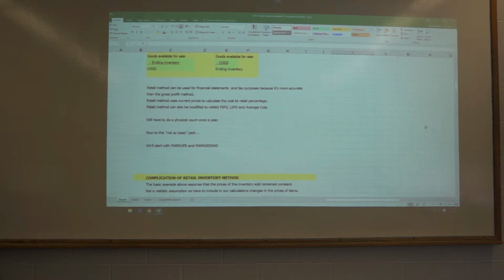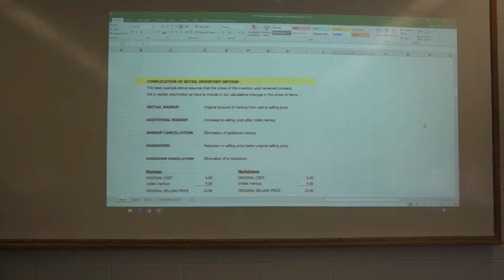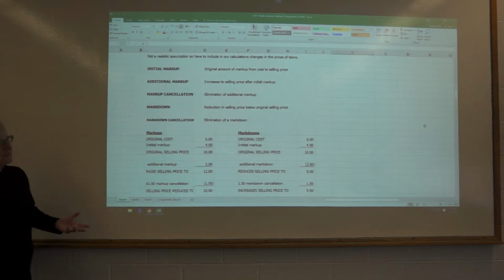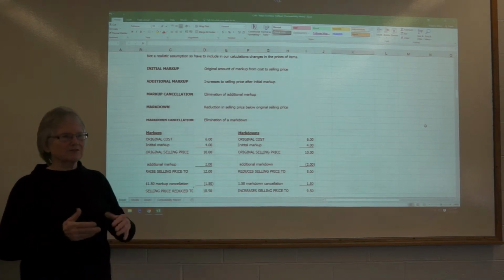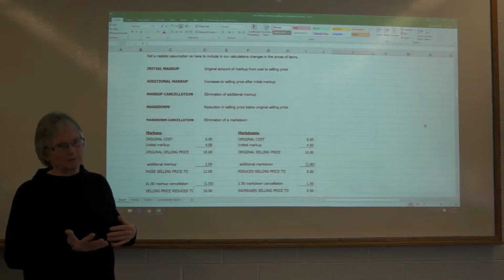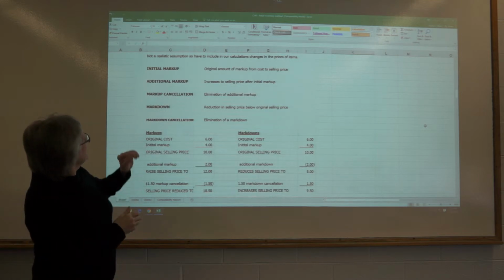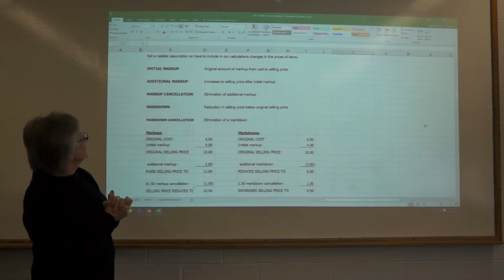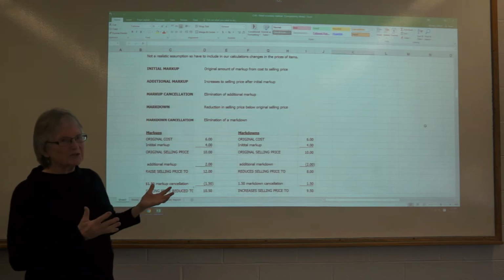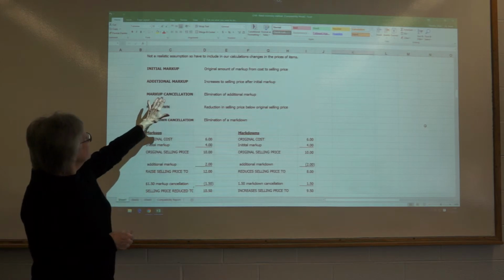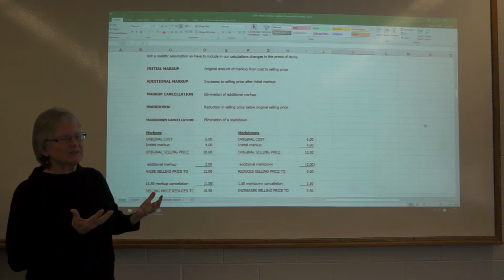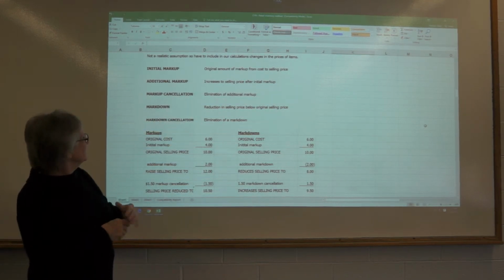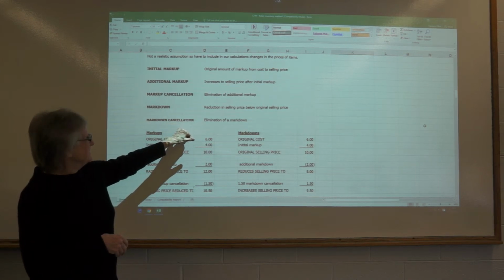Now for the not so basic part, you have markups and markdowns that we have to get to. Okay, so you have your initial markup, and if you think about stores you've gone to, nothing's just got one price tag on it. It's been marked up, it's been marked down, and all of that. So we have the initial markup, the original amount of markup from cost to selling price. That's your original markup. Then you have additional markups. They say, oh, this is selling well, we'll up the price. Then you can have a markup cancellation. You eliminate that additional markup. Then you can have markdowns, reductions below the original selling price. And then you can cancel those and have markdown cancellations.